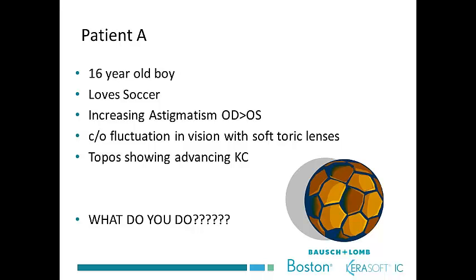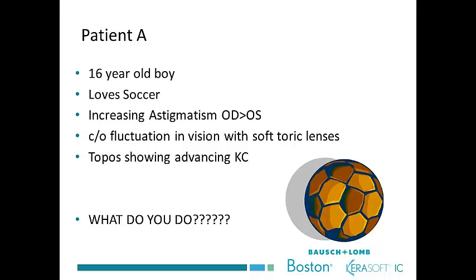So say for instance we have a 16-year-old boy. He's very active and he likes to play soccer, and he's been wearing soft toric lenses, but they're fluctuating on him, and topographies show advancing keratoconus. What would you do? In this case, there's a whole bunch of options for him, and this is why I'm bringing up scenarios today, because we covered all of the modalities, and there isn't always only one choice for your patient. There may be a group of choices for your patient, and you just have to be aware of which might work best for the scenario.